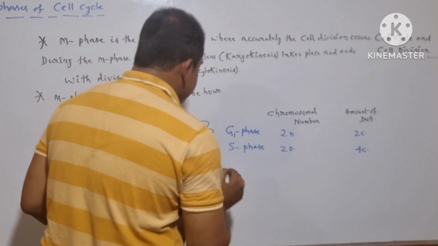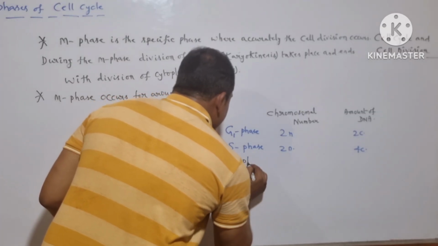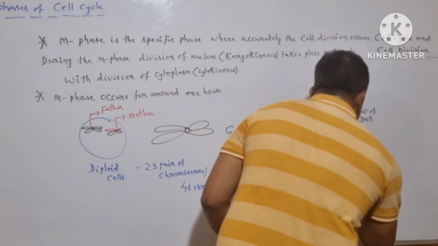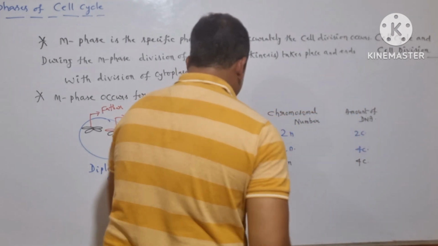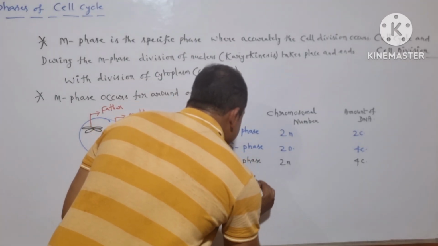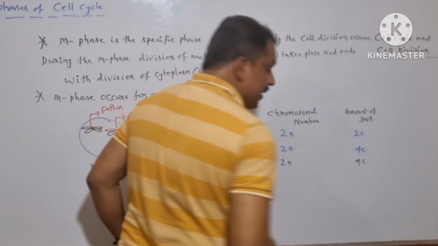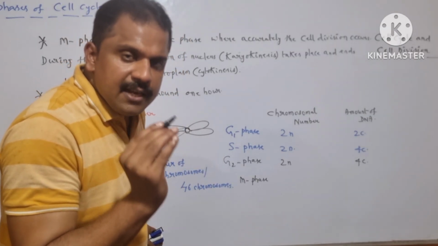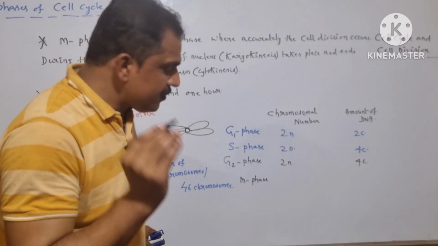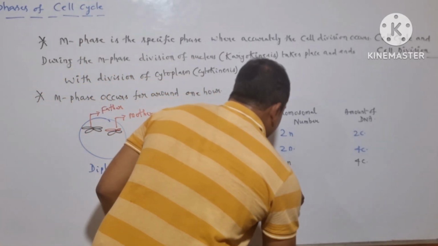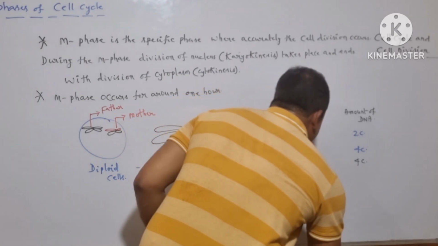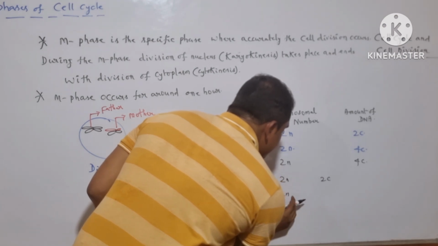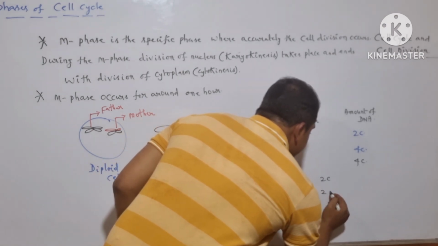And during the G2 phase, again the chromosomal number is 2n, and the amount of DNA again is 4c. And during the M phase, as we all know, from one single parental cell, two daughter cells are obtained, right? So during the M phase, the chromosomal number is 2n and the amount of DNA becomes 2c. And in the other daughter cell, the chromosomal number again is 2n and the amount of DNA is 2c.